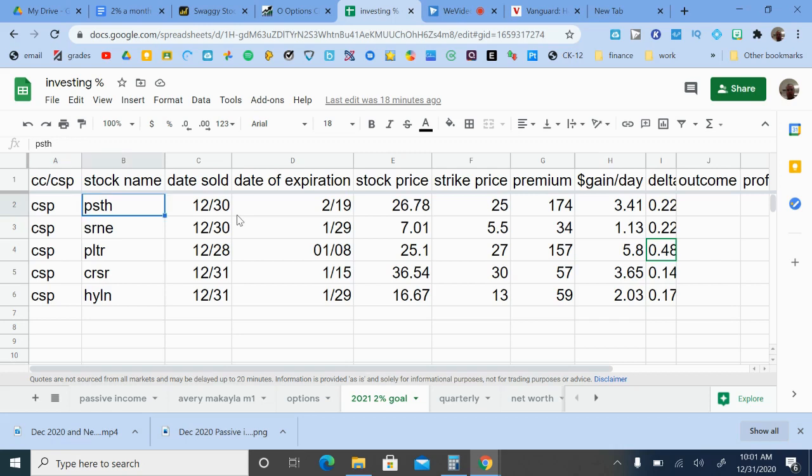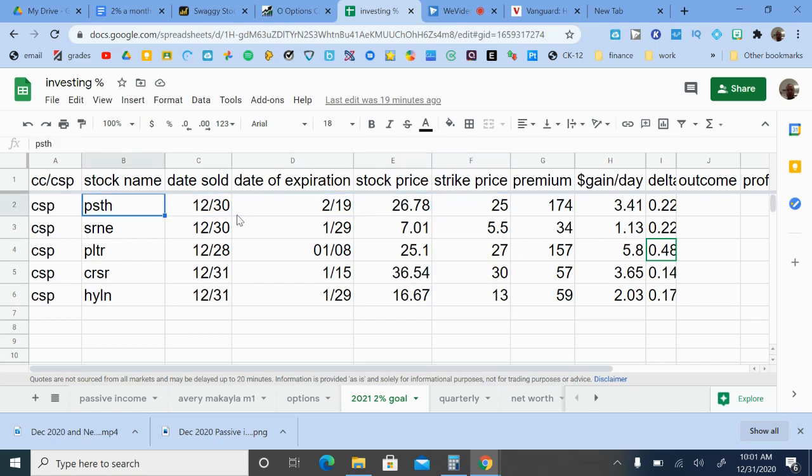Stock name goes here. Then the date I sold them. As you can see, some of them I actually did this morning, and a few of them I did a few days ago. I'm going to consider this 2021 because it's pretty much the last day of the year anyway. Date of expiration is when I'm going to see if it expires worthless. Here are the current stock prices. Here are the strike prices. That's how much money I'm going to need to hold in my brokerage, times 100.